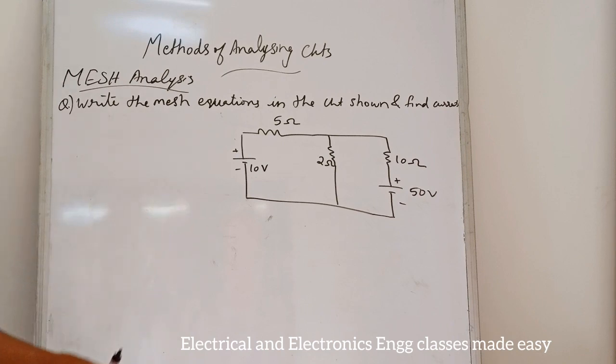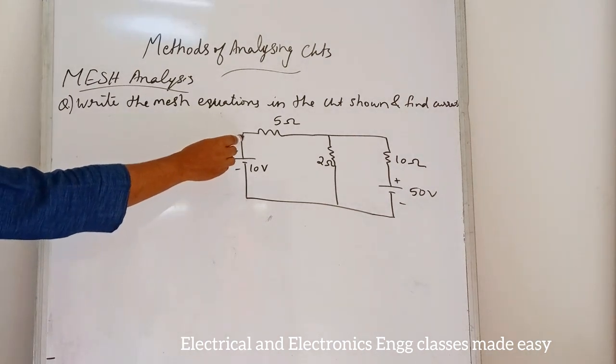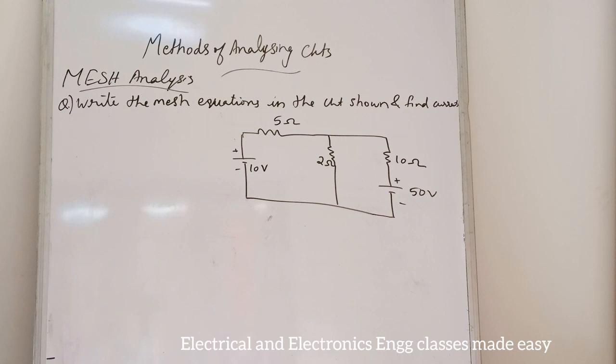So this is the given network. The first step is to check whether it is planar or not. So this is a planar circuit. Next we have to select the currents.